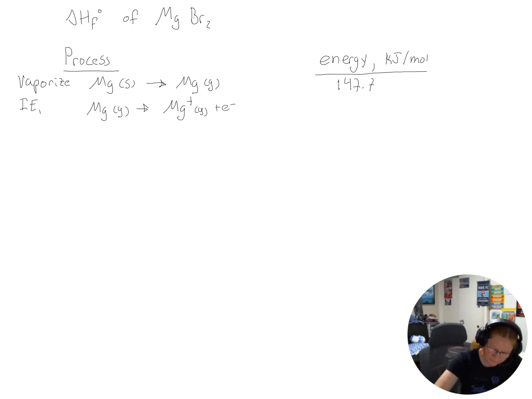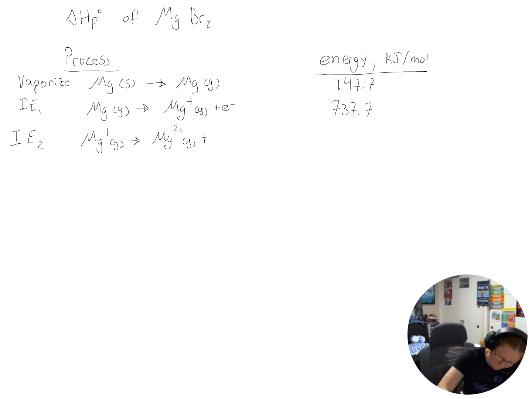Okay, we're going to need the ionization energy 1. Okay. We're going to need the ionization energy 2. All right, and so that's going to give us 1450.7. Okay, and then we're going to need to dissociate the bromine.